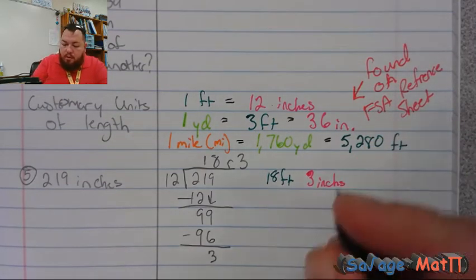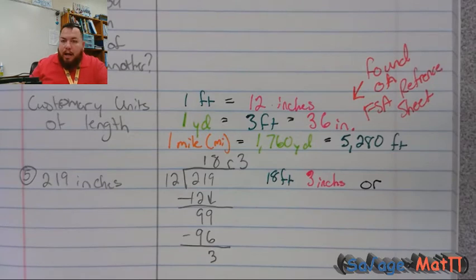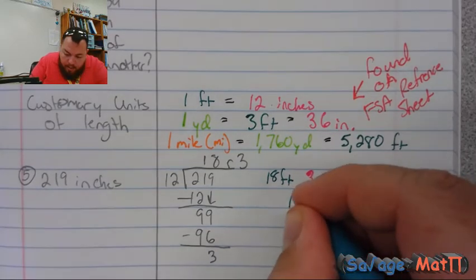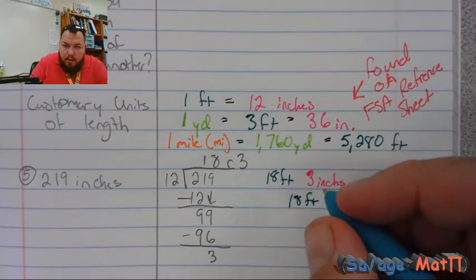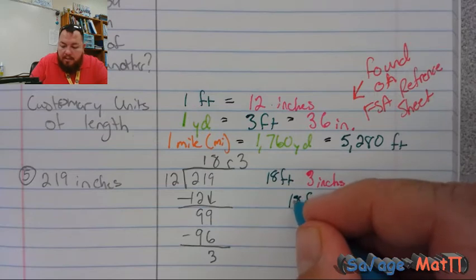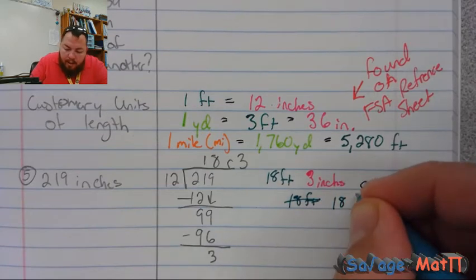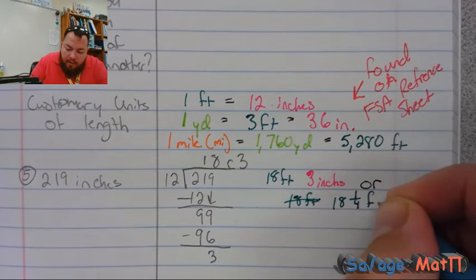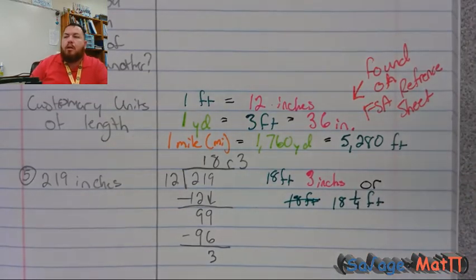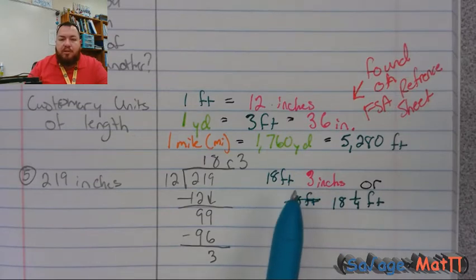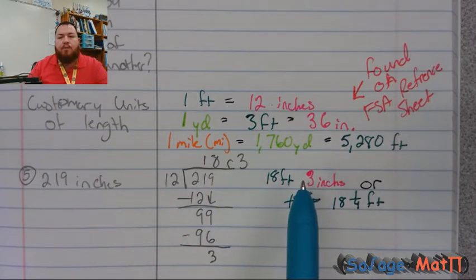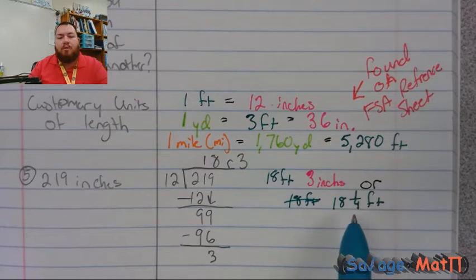Or I could write, let's go with 18 feet, actually I messed up there, we're going to cross it out, 18 and 1/4 of a foot. Now the reason I could do 1/4 of a foot is because I know there's 3 inches out of 12, which gives me 3 over 12, which is equivalent to 1/4. So 1/4 of a foot equals 3 inches.